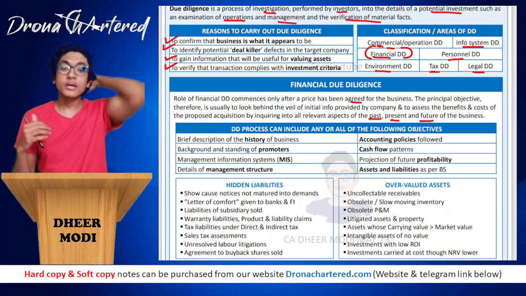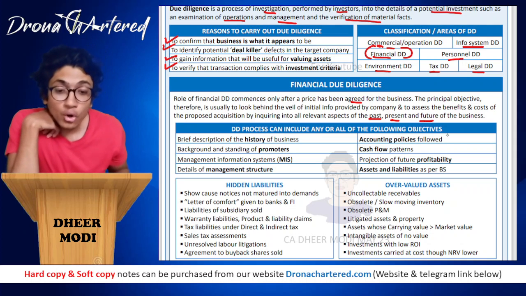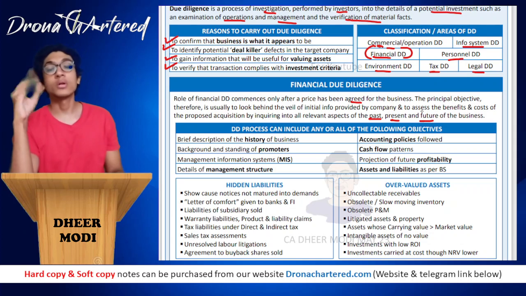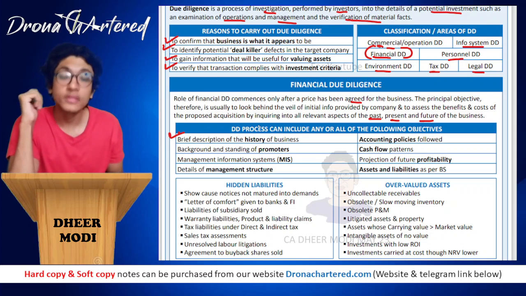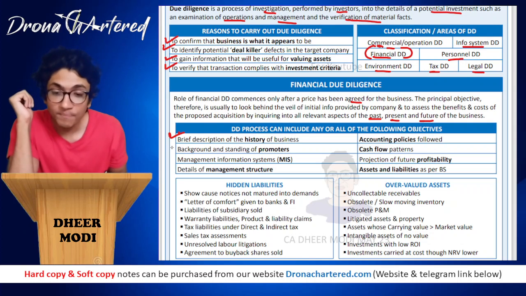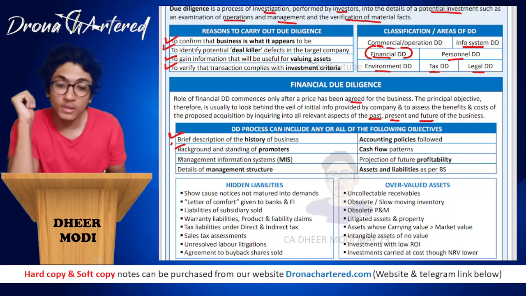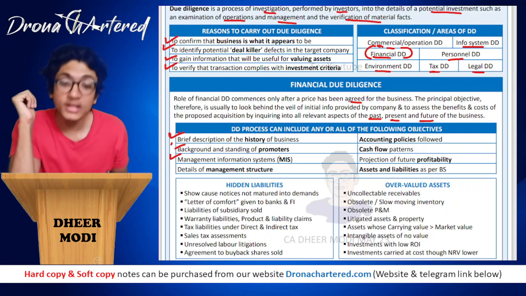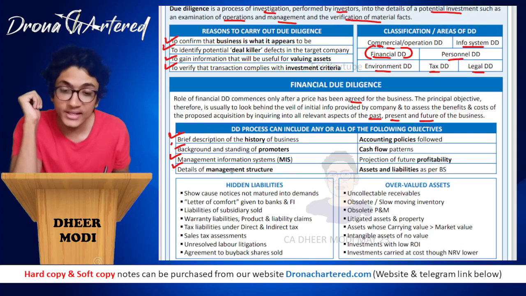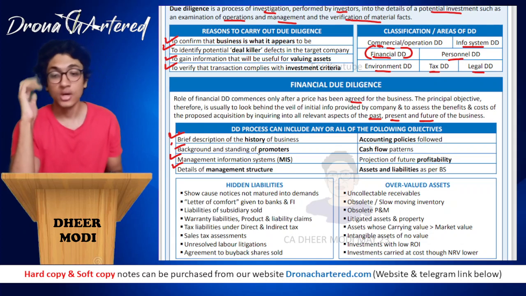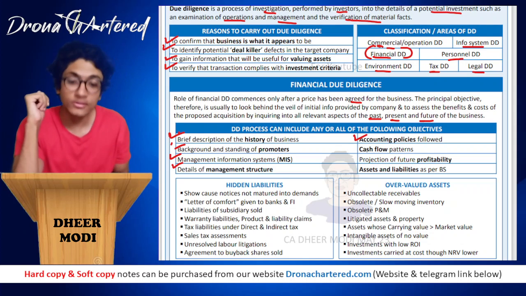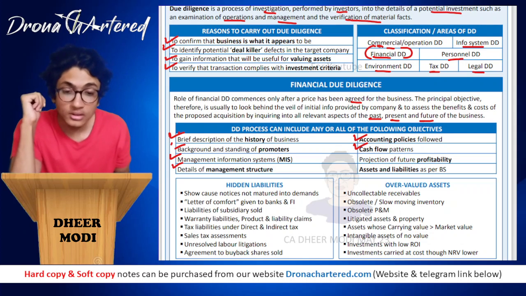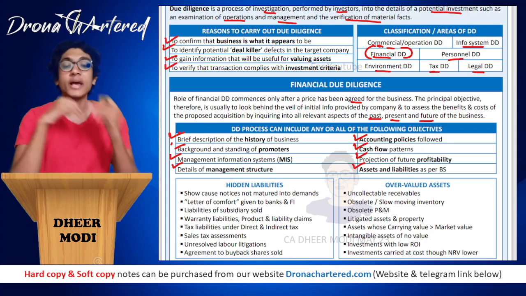The due diligence process can include any or all of the following objectives. Basically, what are the objectives of your due diligence? First is a brief description of the history of business. Then background and standing of promoters. Next is management information system, and last is details of management structure. Okay, so these are your four. Then there are another four, that is your accounting policies followed, cash flow patterns, projection of future profitability, and assets and liability as per your balance sheet.